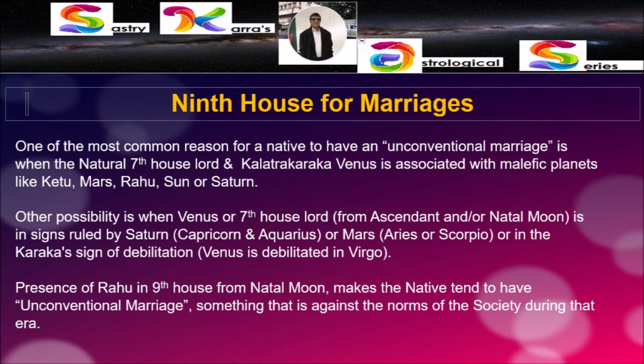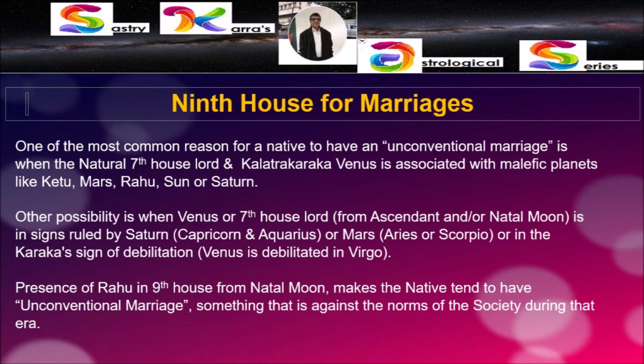When you are talking about marriage, generally we look at the seventh house, which is the Kalatrasthanamu, and we see who the seventh house lord is and whether the seventh house lord is afflicted or not. We also look at the natural significator of the seventh house, Venus, and see if Venus is afflicted or not. Just by looking at the seventh house and Venus, there are times when people say there's a possibility for an unconventional marriage.